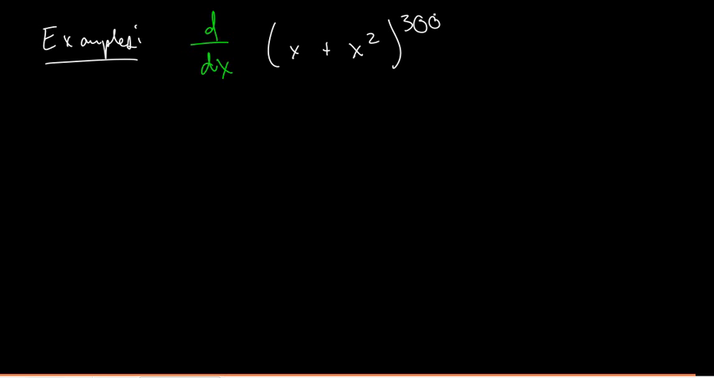The chain rule allows you to take the derivative, shows you how to take the derivative of two functions getting composed with each other. So what's getting composed here? So we have to identify the outer function and the inner function.